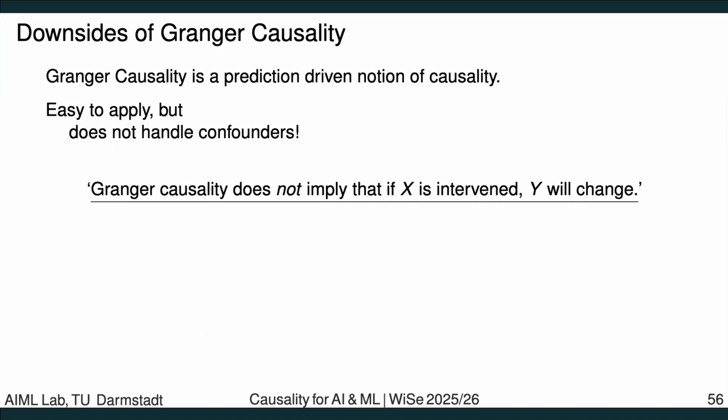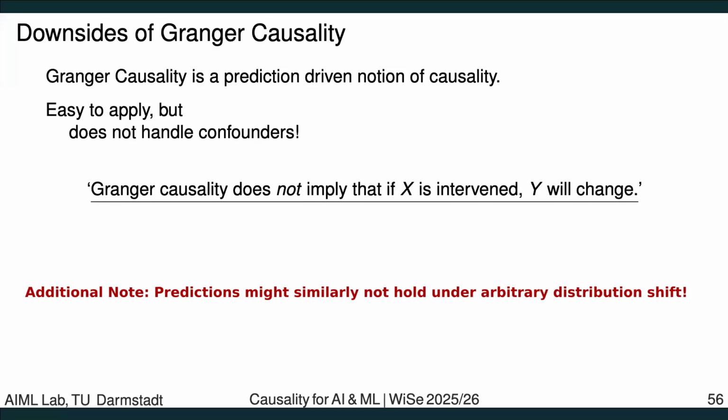Right. And again, this notion is really nice because it's so easy to compute. You just do these kinds of regressions, do a significance test, and go with that. The problem really is that we don't consider confounders. And that was already mentioned in the first paper, I believe, that proposed these kinds of things.